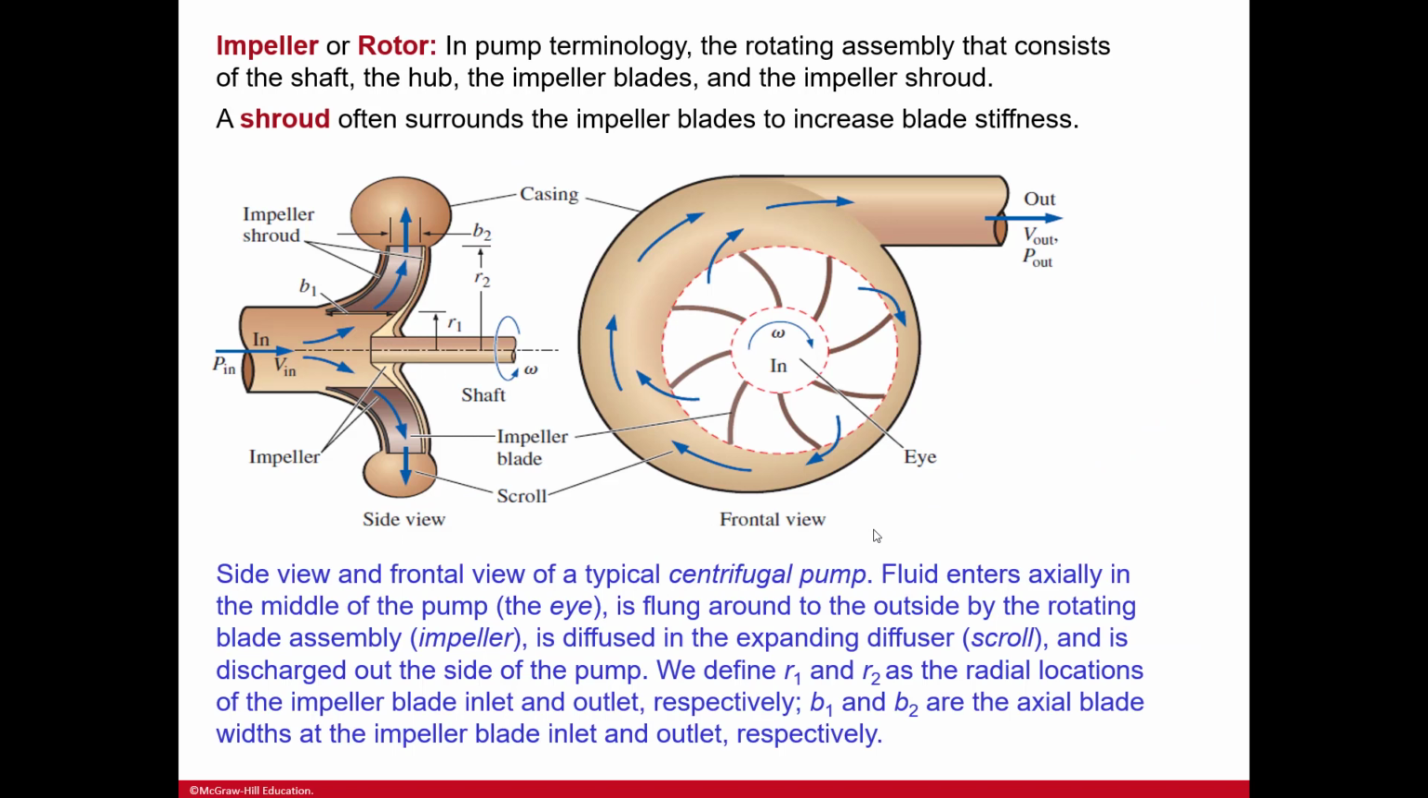Impeller and rotor. In pump terminology, the rotating assembly consists of the shaft, the hub, the impeller blades, and the impeller shroud. A shroud is the surround of the impeller blades, and it increases the blade stiffness. And then here's a side view and a frontal view of a typical centrifugal pump.